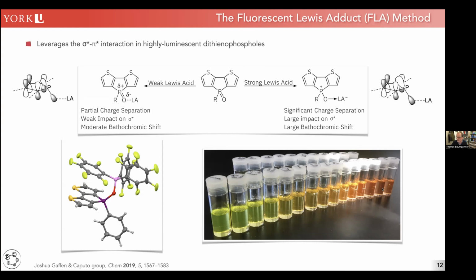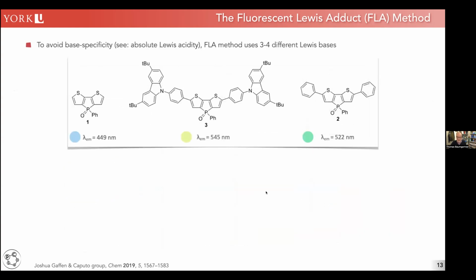So it's a nice way to visualize this when we're adding more and more Lewis acid to this. And this is an important feature because what we are measuring is basically the relationship of the fluorescence of a non-coordinated dithienophosphol and a fully coordinated dithienophosphol. And you can actually titrate this. Oh, I took this out for time reasons.